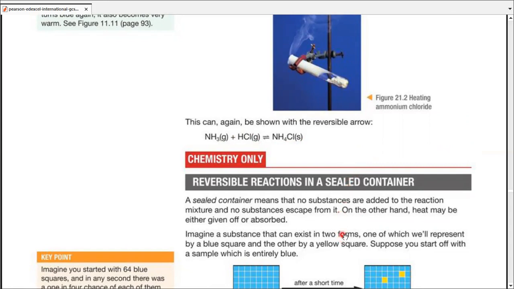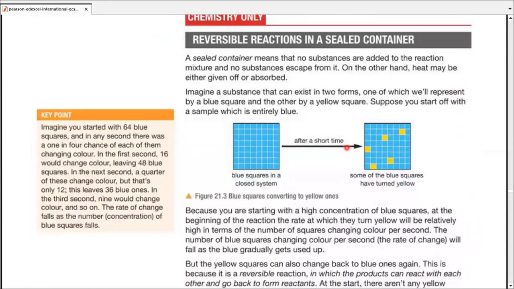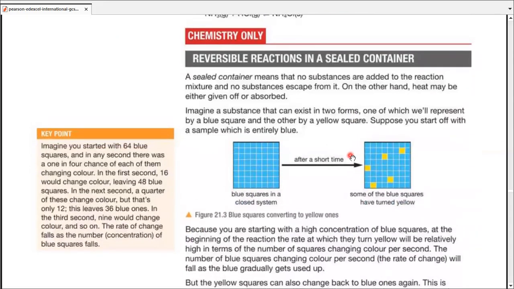Good. So moving on, reversible reactions in a sealed container. A sealed container means that no substances are added to the reaction mixture and no substances can escape from it either. On the other hand, heat may be either given off or absorbed. So heat can make its changes, temperature can make its changes, but not the substances.